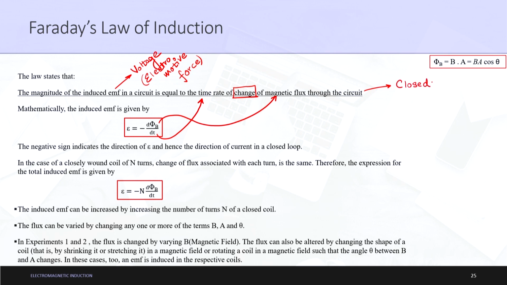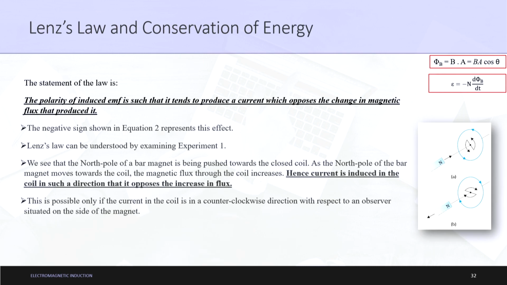So, this was Faraday's law of induction, and then moving on to Lenz's law. Similarly, Lenz's law states that the polarity of the induced EMF, polarity in mathematical terms being the positive and negative value of the EMF, which is voltage here. So, the polarity of the induced EMF is such that it tends to produce a current I in amperes, current I, which opposes the change in magnetic flux. Magnetic flux is nothing but the phi b value that produced it.